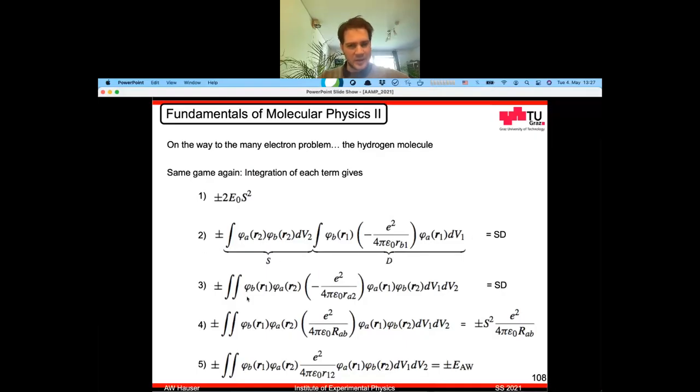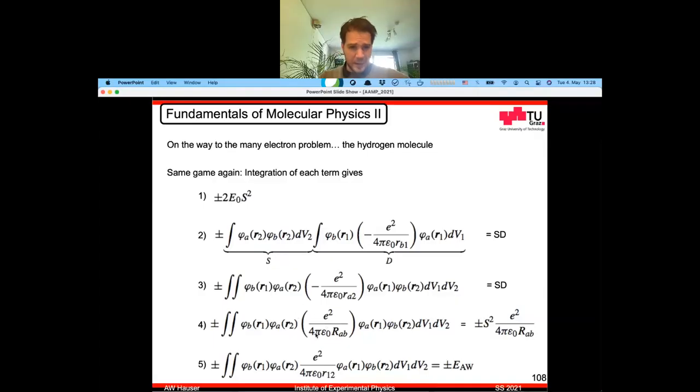The same thing, just the other way around, is the interaction of electron 2 with nucleus A. But due to the symmetry of the problem, us having the same atoms A and B, it again gives us an S times D. Then the nuclear interaction, this repulsion contribution, again is not a function of any electron coordinate. Therefore, it is the overlap integral times this value that you get for a given internuclear distance.